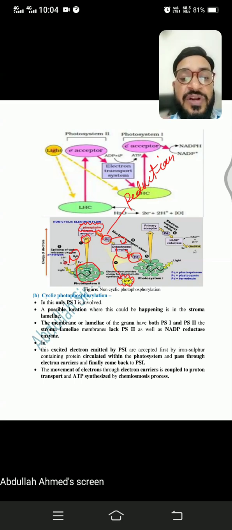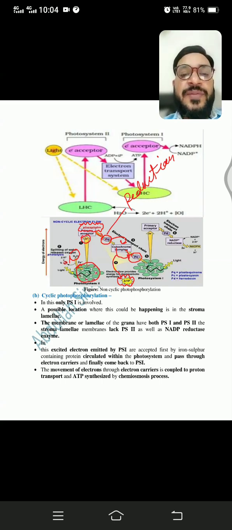Actually, now you all see. I told you a photosystem is nothing but a group of photosynthetic pigments. You can see all the photosynthetic pigments here, plus electron carrier proteins: pheophytin, PQ, cytochrome, PC. Up to here, photosystem 2 is there.